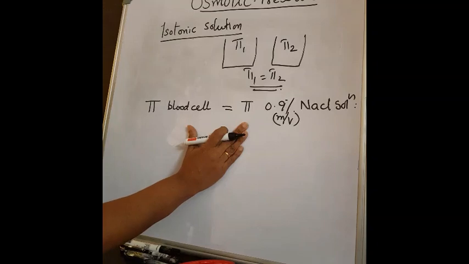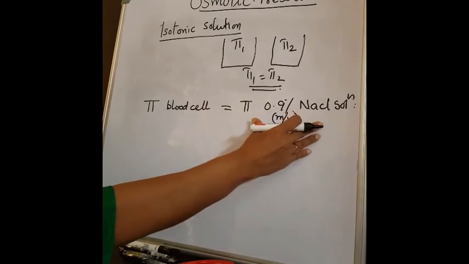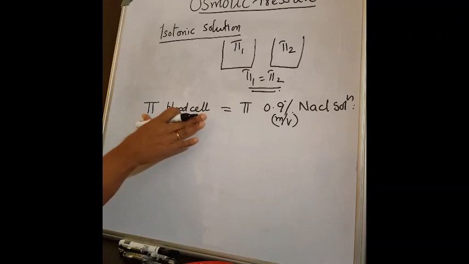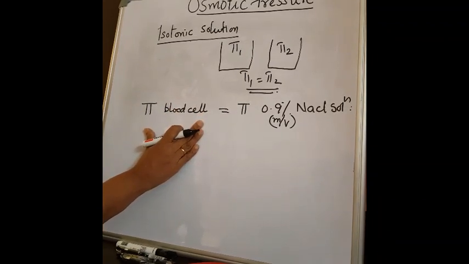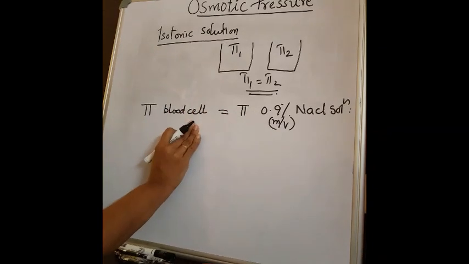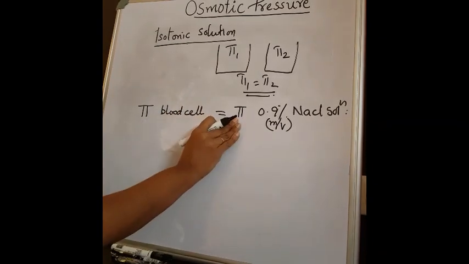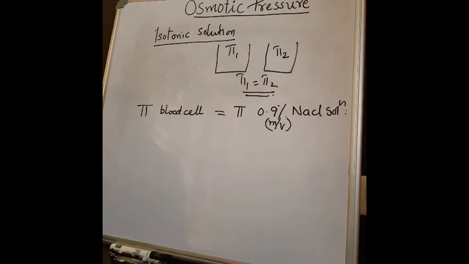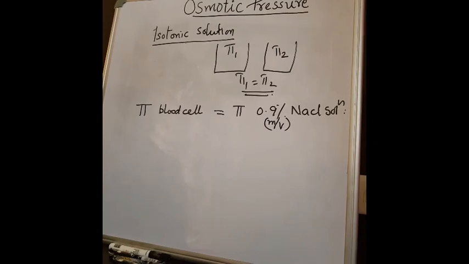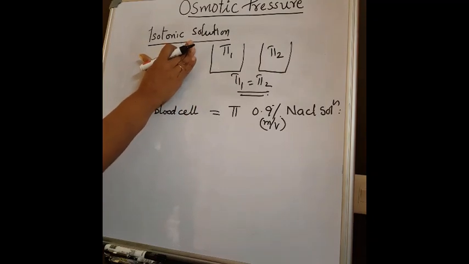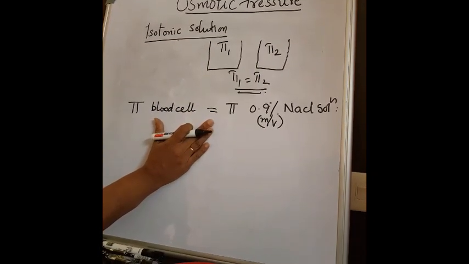You can inject or give saline water into the body without any disturbance or difficulty. Why? Because the concentration of both is the same, or the osmotic pressure of both is the same. That is why it is safe to inject this saline water intravenously. Correct? So, this is regarding our blood cell. These are examples of isotonic solutions.